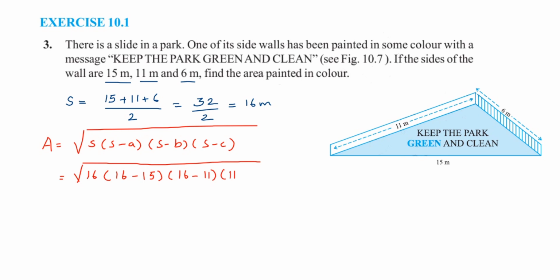You can take this in any order. It's not necessary you have to take A, B, C as 15, 11, 6. You can take it in any order. You will get the same value. 16 minus the third side is 6. So this is equals to, now solve the brackets part. We have 16 here. 16 minus 15 is 1. So 16 times 1. Then 16 minus 11 is 5. And 16 minus 6 is 10.